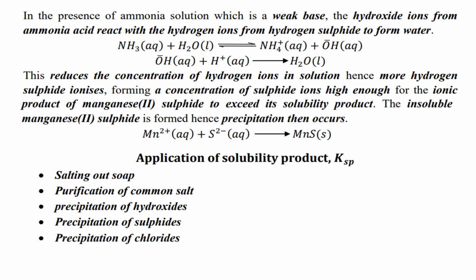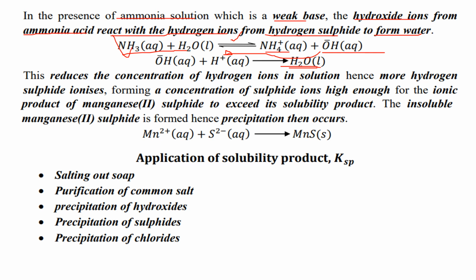But in presence of ammonia solution, you are going to find that ammonia solution, being a weak base, is going to produce hydroxide ions, which react with the hydrogen ions from the hydrogen sulfide to form water. So ammonia undergoes ionization to form hydroxide ions and ammonium ions, and this is a partial arrow since it's a weak base. Now the hydroxide ions formed react with the hydrogen ions from the acid, forming water, which is a neutralization reaction.